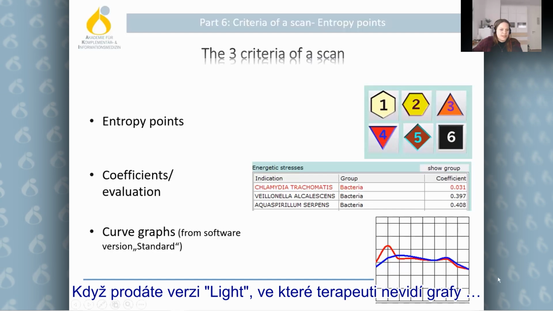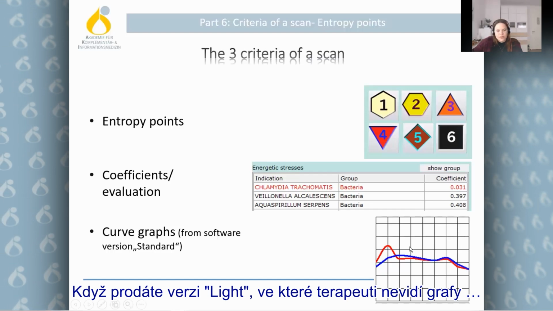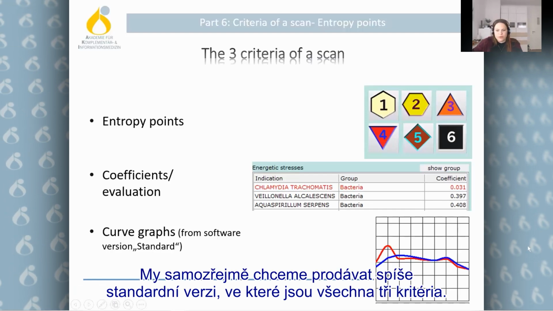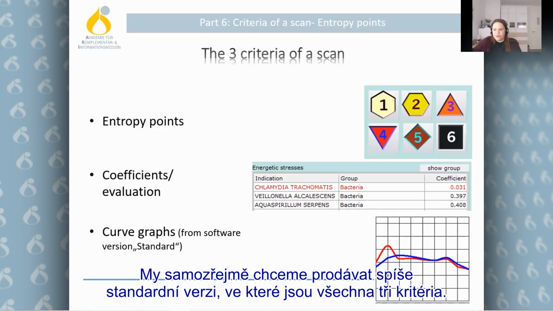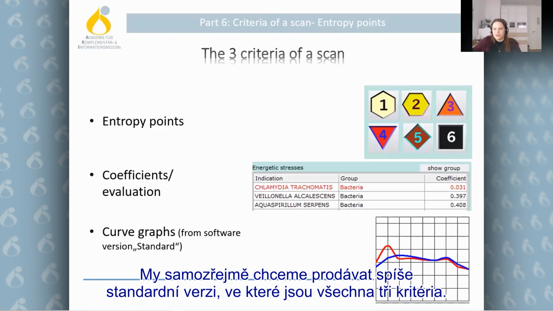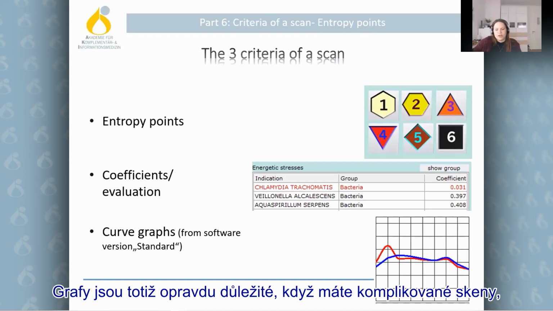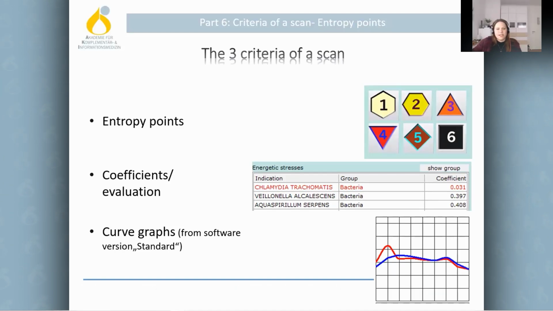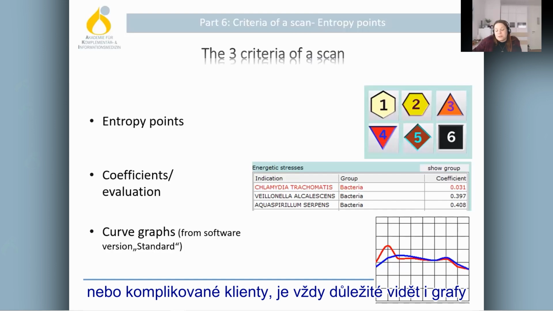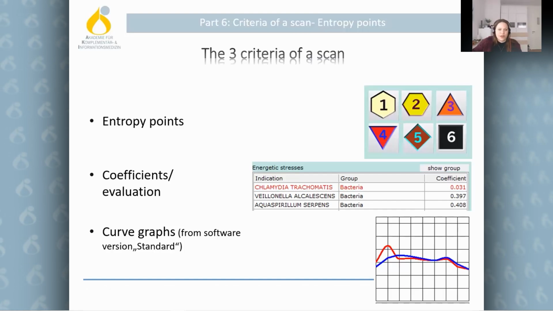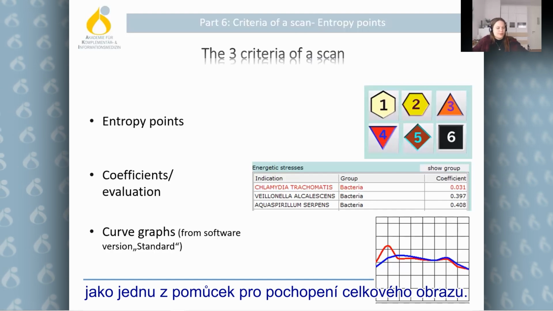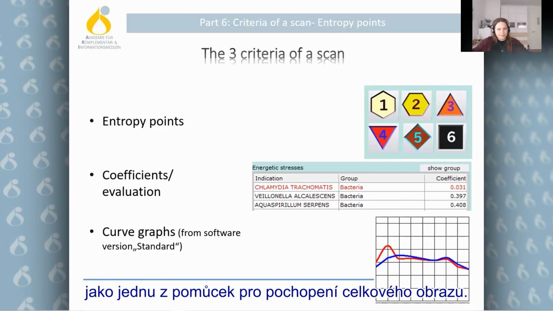When you sell the light version, the therapist won't have the graphs, but of course we want to sell the standard, so of course we do all three criteria because the graphs are really important when you have difficult scans, when you have difficult patients. So it's really important to have these graphs as a way to explain the whole scan.